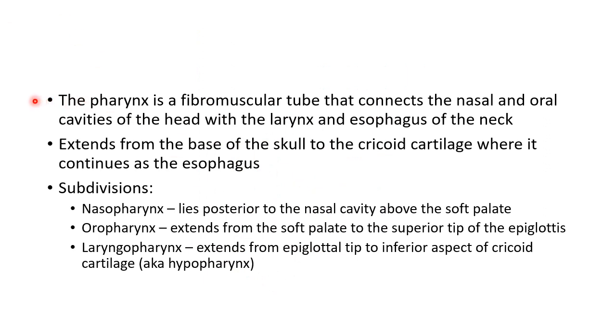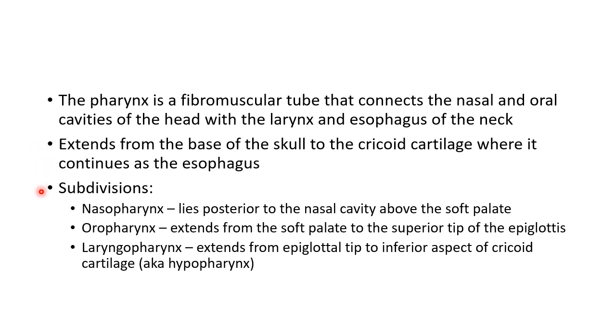The pharynx or throat is a fibromuscular tube that connects the nasal and oral cavities of the head, the nasopharynx and oropharynx in particular, with the larynx. That's the portion of the hypo or laryngopharynx. So it connects the nose, the mouth, with the larynx and the esophagus. It extends from the base of the skull to the cricoid cartilage, where it continues as the esophagus.